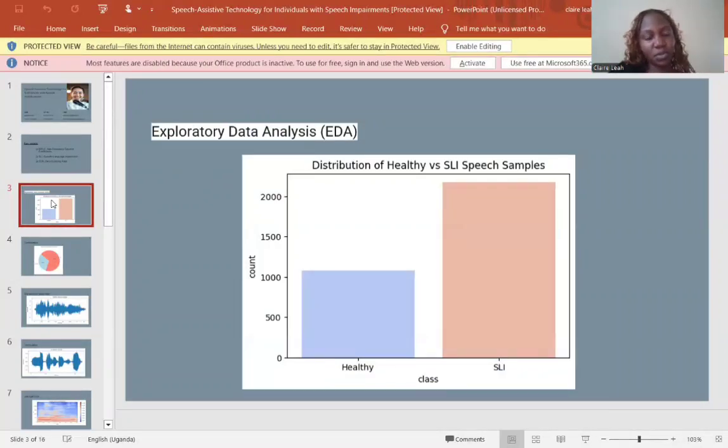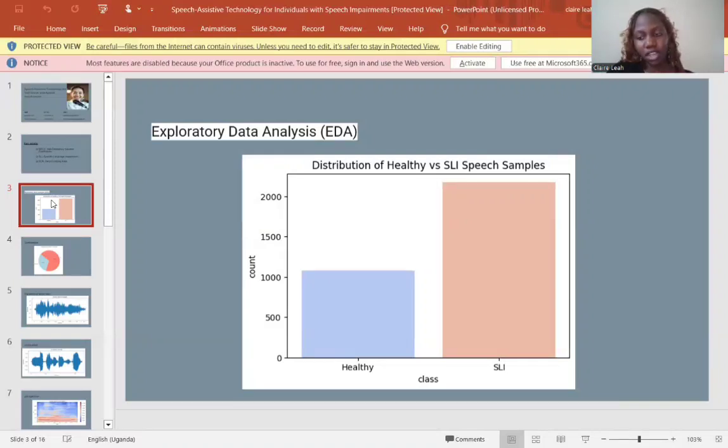And here we have the exploratory data analysis. According to our project, we got the data sets for the sick people, like people who are stammering, and the data set for healthy people who can speak very well. So we compare them and we get the fine voice, a nice voice, in order to cater for those that are impaired.